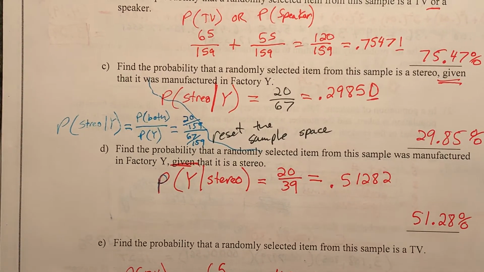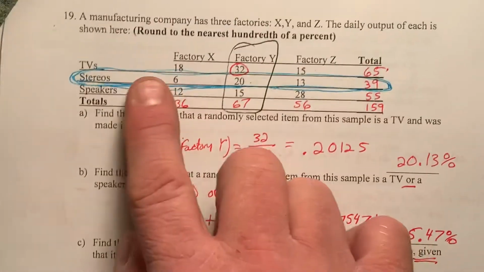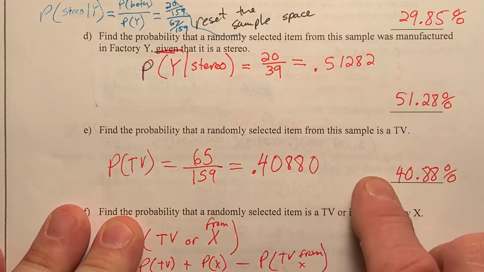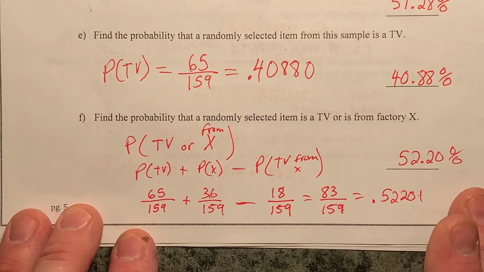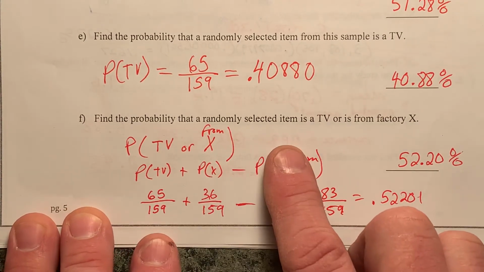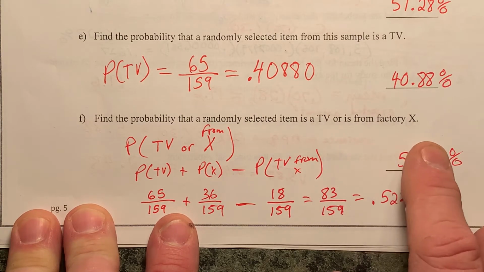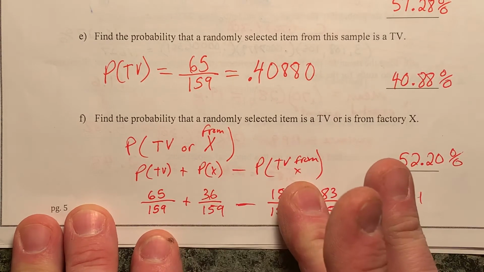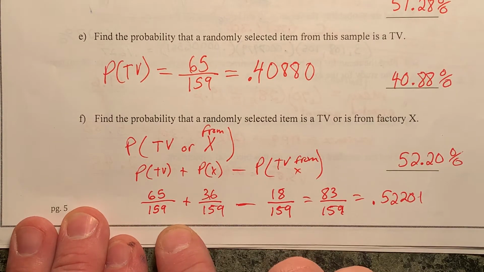Probability it's just the TV. That's easy peasy. You'll just look at the TVs. 65 over 159, 40.88%. And then the last one was tough. Find the probability a randomly selected item is a TV or it is from factory X. Well, that means TV or from factory X. There's 65 TVs out of 159.